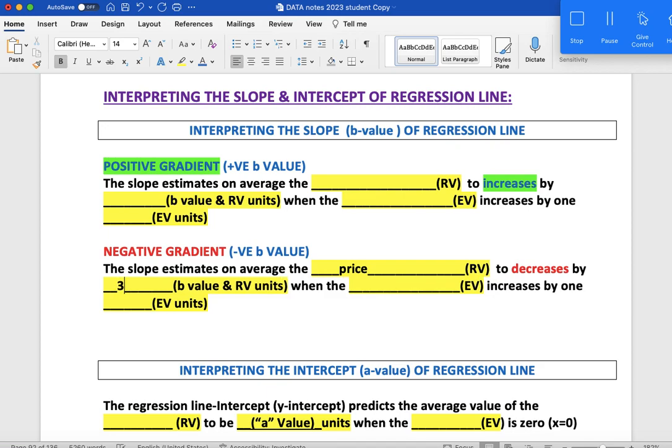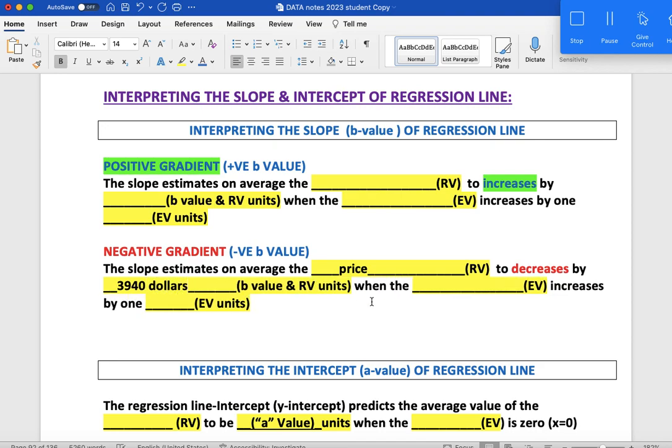And what did we say? We said 3940, I think. Was that right? So 3940. Now, it says the RV units. So it was dollars, wasn't it? Price. So it reduces by $3,940 when, so we might put that in there, or you might just have the dollar symbol. When now the EV, the age, increases by 1 and whatever it was measured in, which was years.